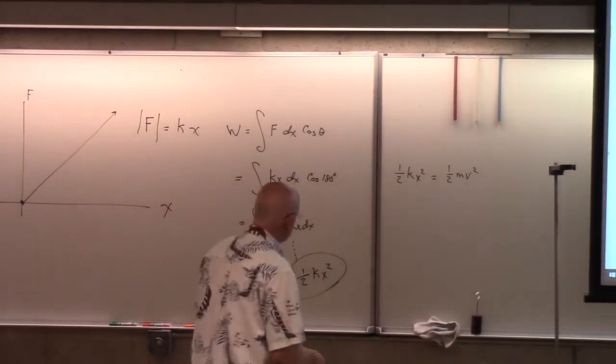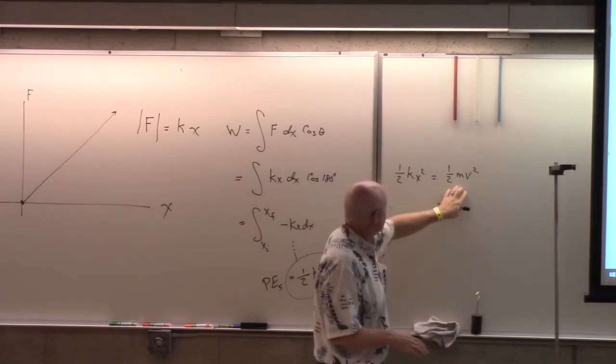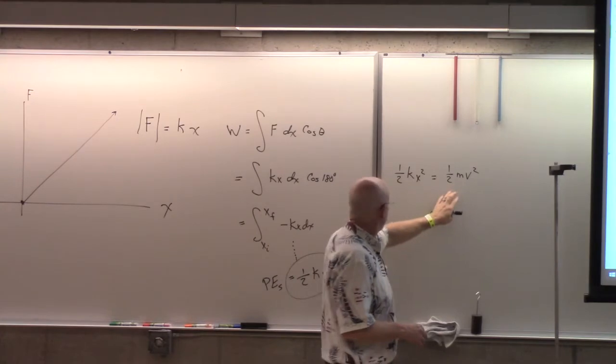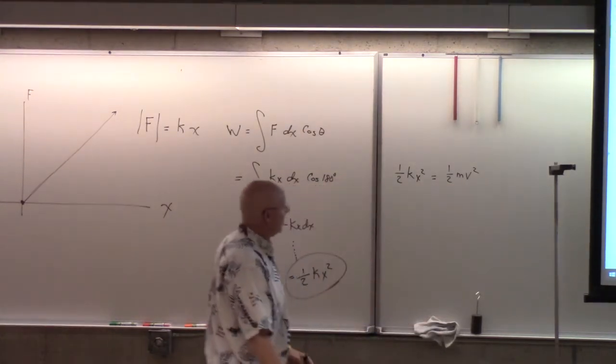And so instead of just kinetic energy, it stopped, so you didn't have kinetic energy, you had potential energy on this side. And so that was the difference between this problem and the test problem. And I shouldn't dwell too much on the test.